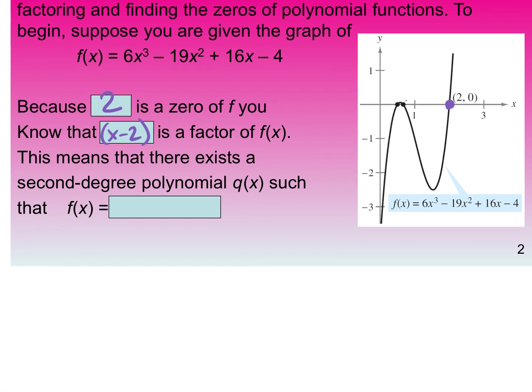Now, thinking about it mathematically, let's say I had 104, and 2 was a factor of 104. How would I find my remaining factors of 104? What would we do? We'd divide by 2. We'd divide 104 by 2 to see what else is a factor of it. So that's exactly what we're going to do with our polynomials.